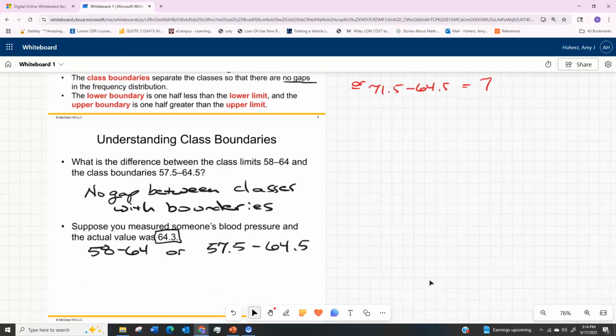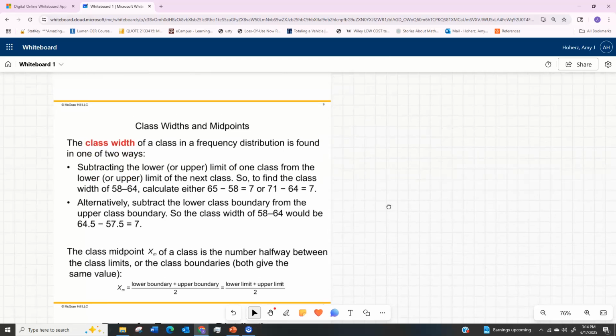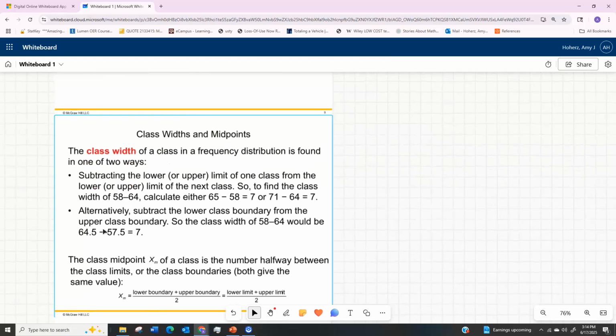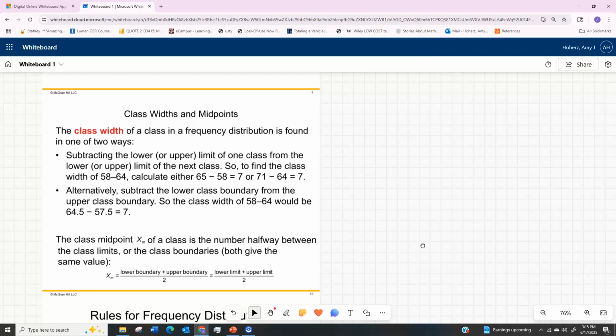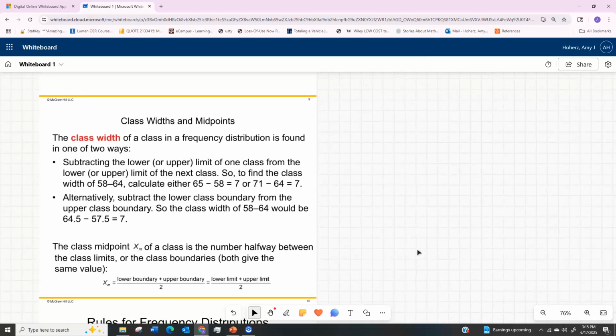Okay. So let's go down here. So it says, these are just what we just said, but they just wrote out what we just did. So you can do the class boundaries, you can do the limits. And then the other thing is, how do we get a midpoint? So the midpoint of a class is literally just the halfway number between the class limits or the class boundaries. They'll give you the same answer.